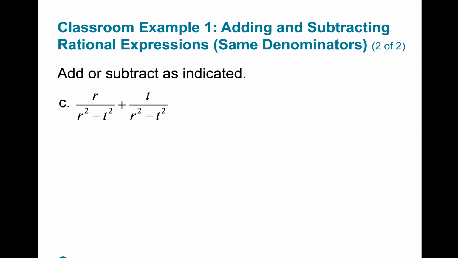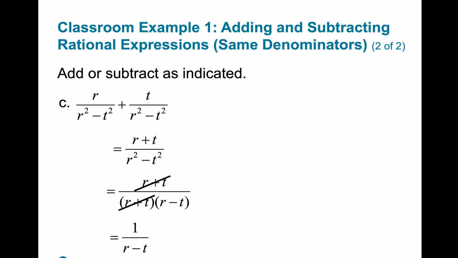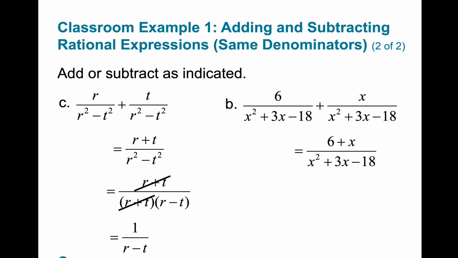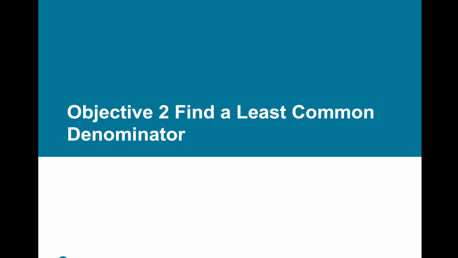Here's another one. I have a common denominator. I'm just going to combine them into one fraction. I'm going to factor to see if I can cancel, and I can, so I get a fully simplified answer. Here, two polynomials that are the same. I'm going to add them together. The denominator does not change. I'm going to factor. I can cancel. And there's my simplified expression.